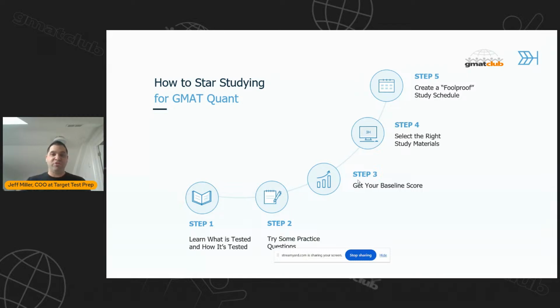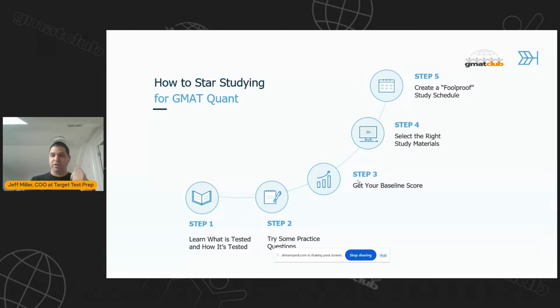And then after that, you have your score, you compare it to your target score, and then you're off to the races. But you need to get the right study materials in place, and that's going to be thinking about how you learn best. Are you looking for live classes? Are you looking for private tutoring? Are you looking for self-study courses, all of which we offer, by the way, at TTP. We do have a ton of different ways to teach our students. And you go from there.